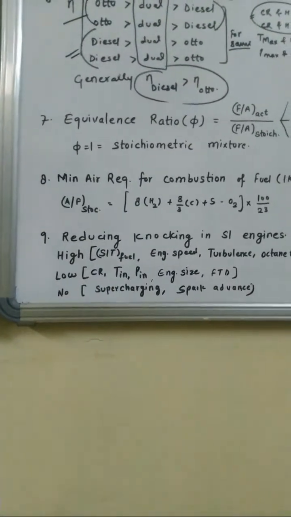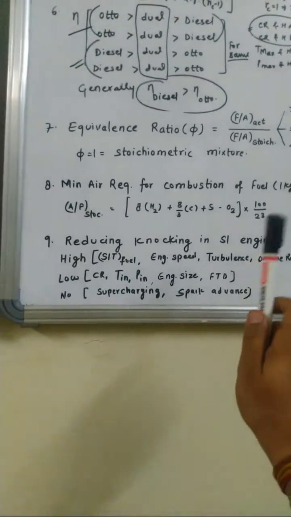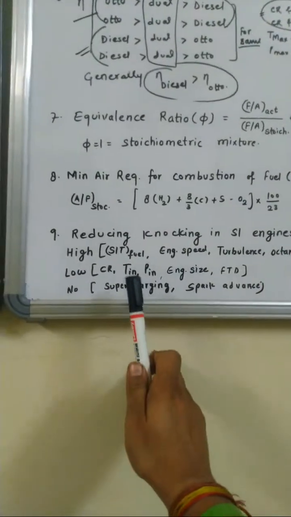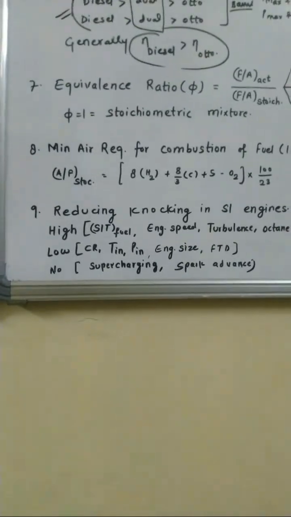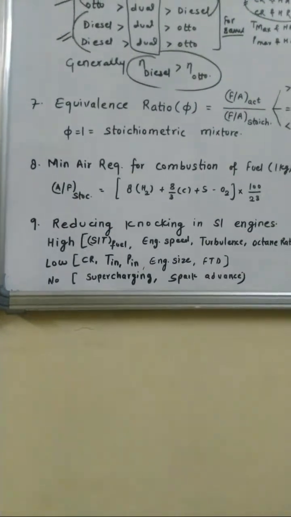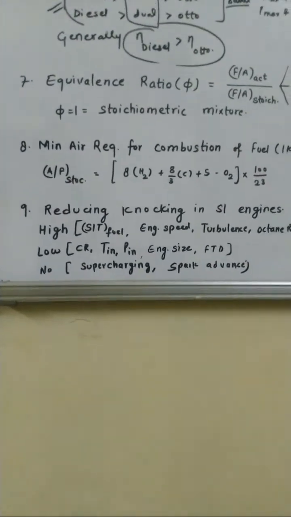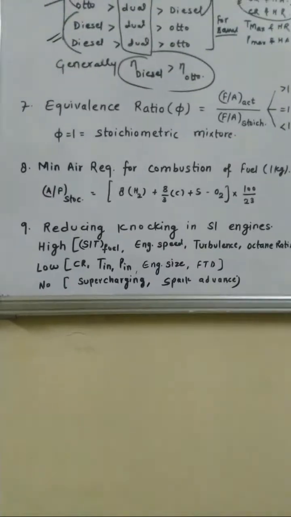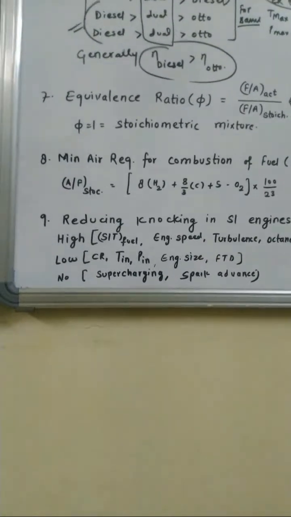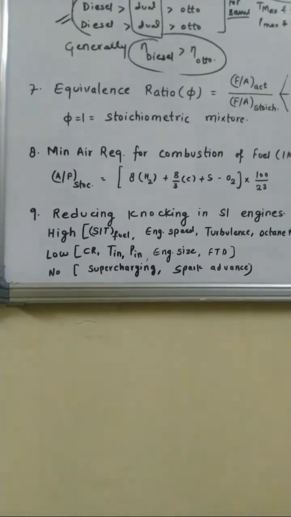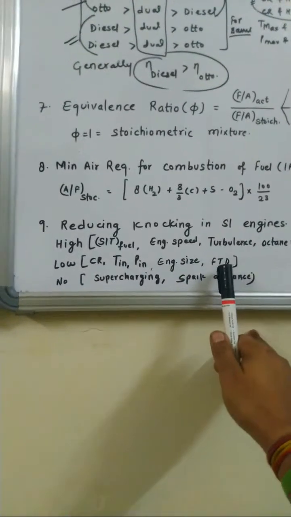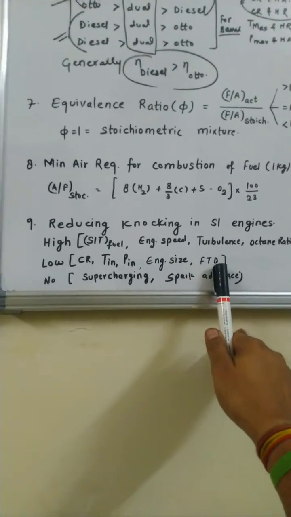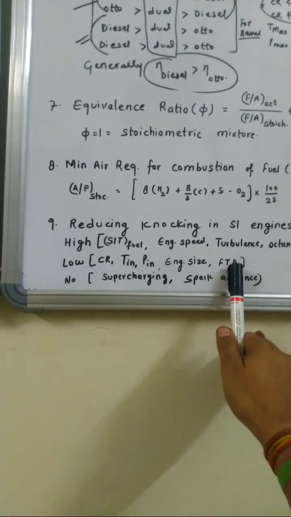Inlet temperature should be low. Remember, in spark ignition, petrol engines, inlet temperature and inlet pressure should be low. That is why we generally do not use the supercharger in the petrol engines, because that will increase the pressure or the temperature and in a way will increase the knocking tendency. Engine speed should be limited, and the flame travel distance we have seen in the course should be low.